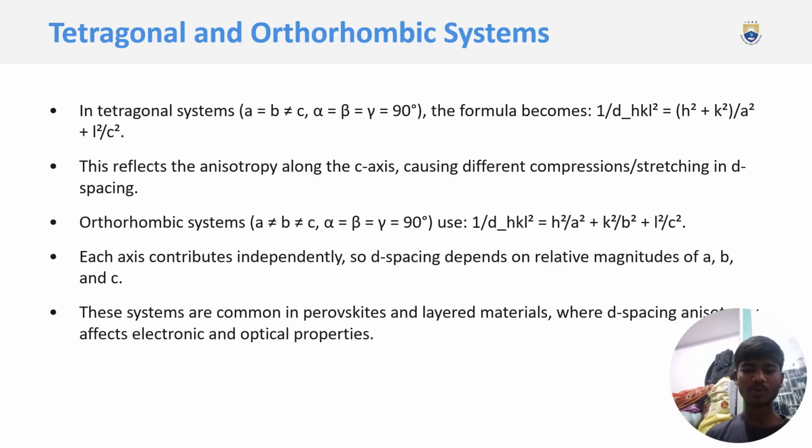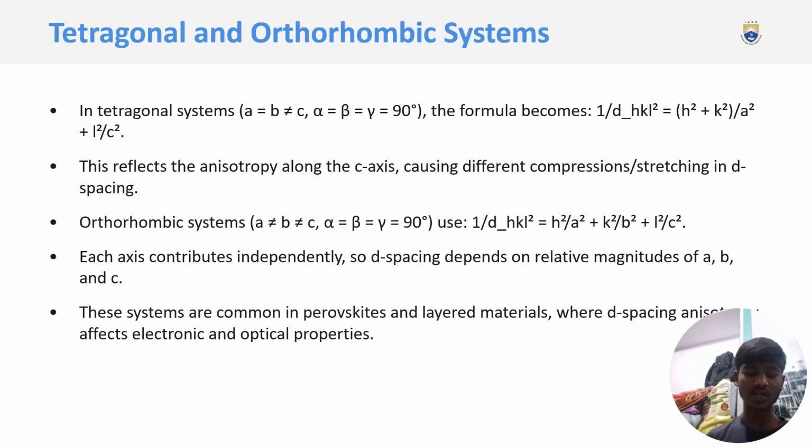Tetragonal and orthorhombic systems. In tetragonal systems, a equal to b not equal to c, alpha equal to beta equal to gamma equal to 90 degrees, the formula becomes 1 by d_HKL square equal to h square plus k square by a square plus l square by c square. This reflects an anisotropy along the c-axis, causing different compression or stretching in the spacing.